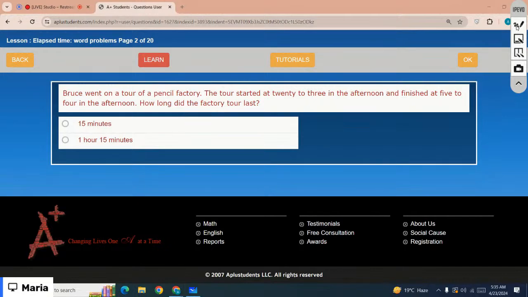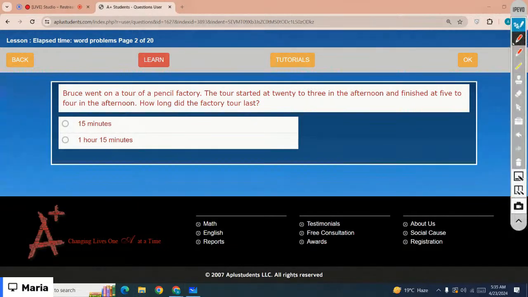Okay, so first find the starting time, right? The tour started at 20 to 3, right? That means you still have 20 minutes until 3, so it would be 2:40. It finished at 5 to 4, so you have 5 minutes to 4, that means 3:55. So how long did it take?